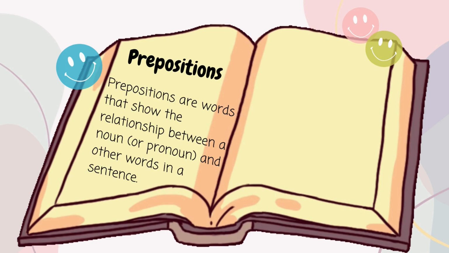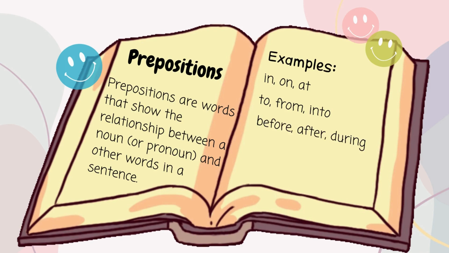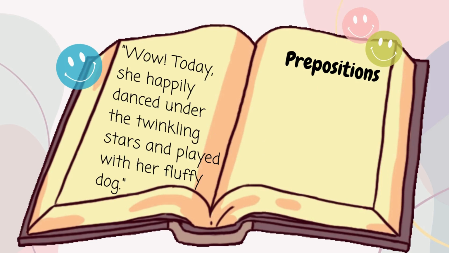Prepositions. Prepositions are words that show the relationship between a noun or pronoun and other words in a sentence. Examples: location, in, on, at; direction, to, from, into; time, before, after, during; relationship, with, without, by; agency, by, through, via. Now finding the prepositions: under, and with.